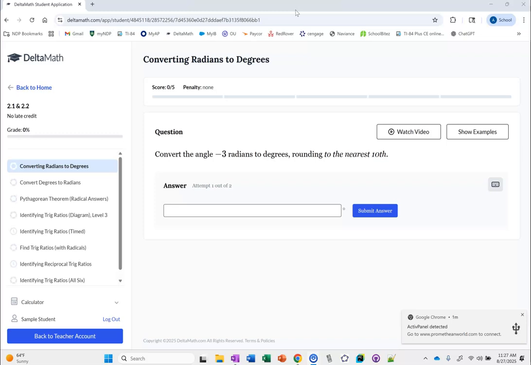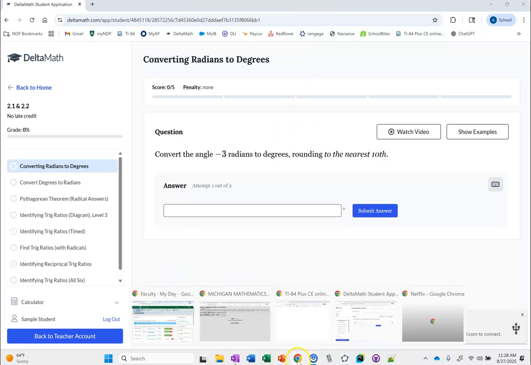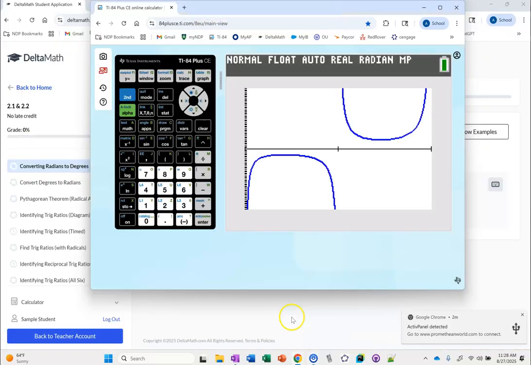So this first section on the DeltaMath, converting radians to degrees. What do I want to do here? I have: convert the angle -3 radians to degrees, rounding to the nearest tenth. If I'm going from radians to degrees, what's the conversion factor I need to multiply by? 180 over pi. So I'm literally going to take my calculator and multiply -3 by 180 over pi.